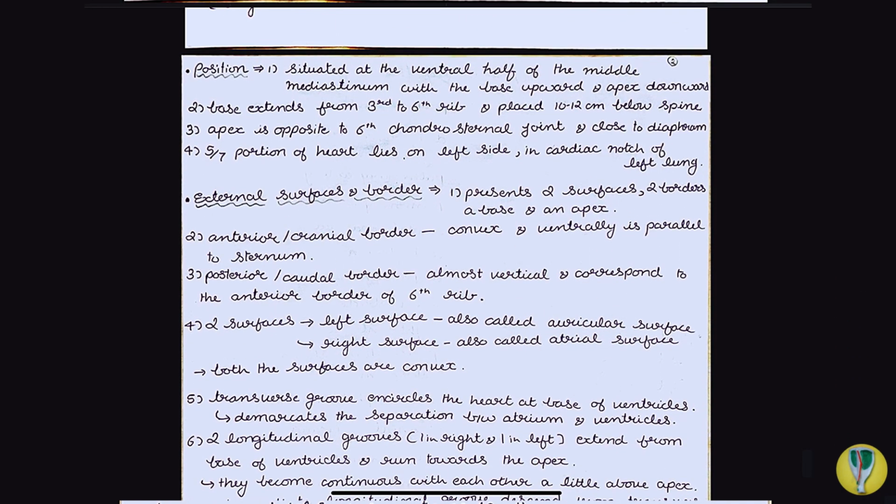It is situated at the ventral half of the middle mediastinum with the base upwards and apex downwards. What do you mean by middle mediastinum? Mediastinum is the space in between the two lungs. This is the wall of the thoracic cavity. We have our two lungs, and the space in between is called the mediastinum. When you are looking at it from the side, or laterally, this is the dorsal side, the ventral side, this is the cranial part, this is the caudal part, and this in the middle is called the middle mediastinum.